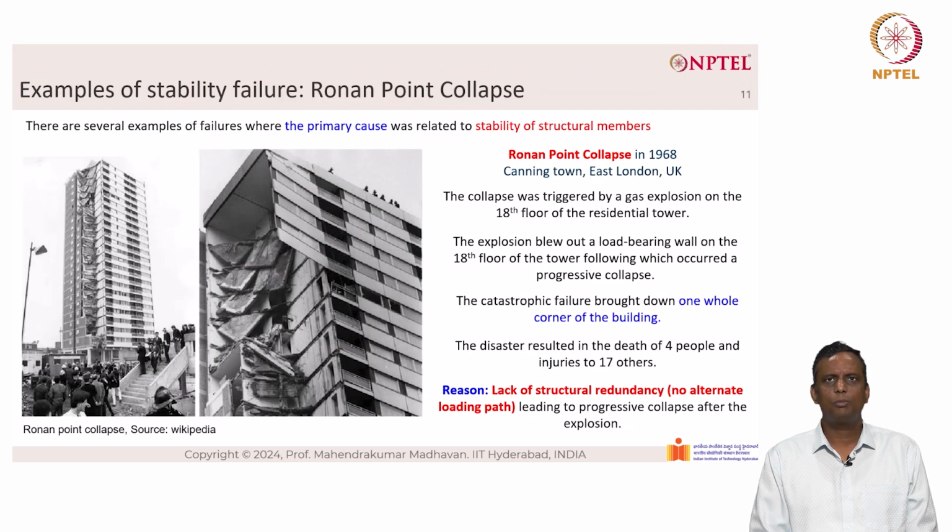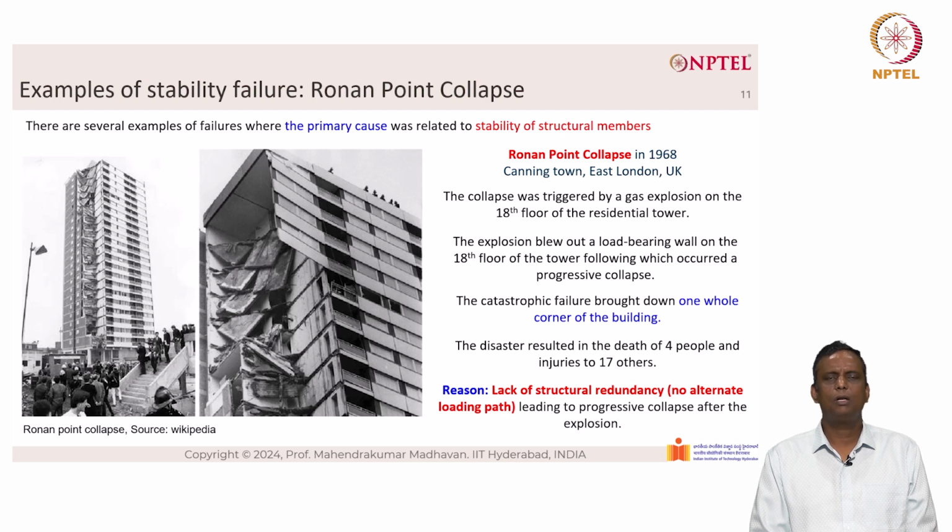The classic example that comes to my mind is the Ronan Point collapse. The Ronan Point is a multi-storied building in East London, UK, constructed in 1968. Here the collapse was triggered by a gas explosion on the 18th floor of the residential tower. A lady woke up in the morning, she wanted to make a cup of tea and she went inside the kitchen. She turned on the gas with a lighter and there was a big explosion. The explosion blew out a load-bearing wall on the 18th floor of the tower, which led to progressive collapse.